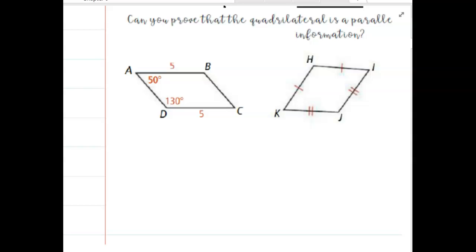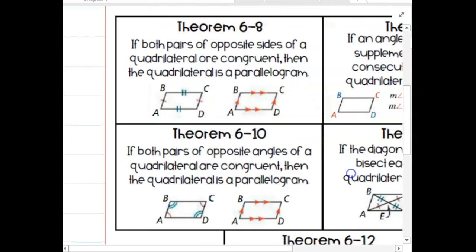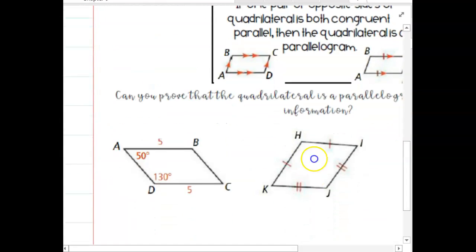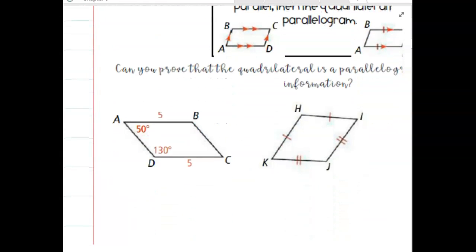Also notice that I know AB is 5 and BC is 5. So I do know that these sides are congruent. So I may be thinking, well, I can use theorem 6.8. Problem is, theorem 6.8 says if both pairs are congruent, and they didn't give me both pairs. So here's where the prior information comes from.